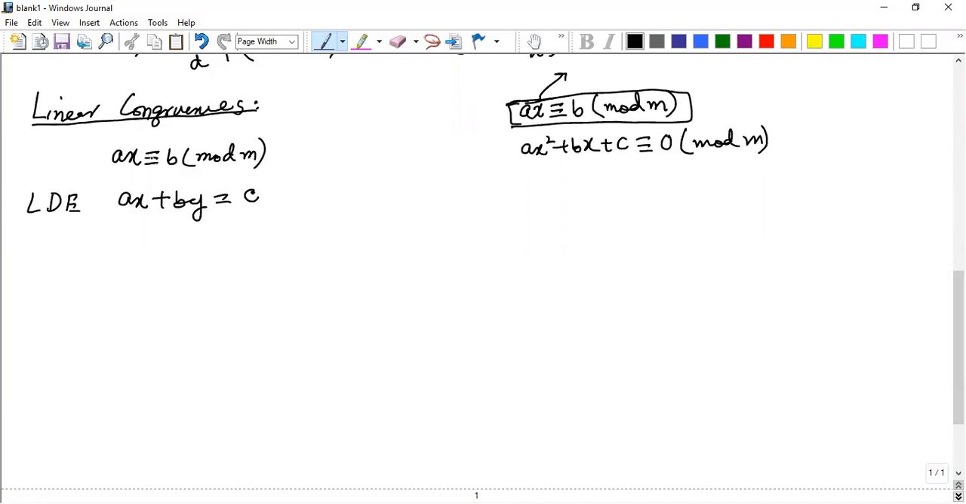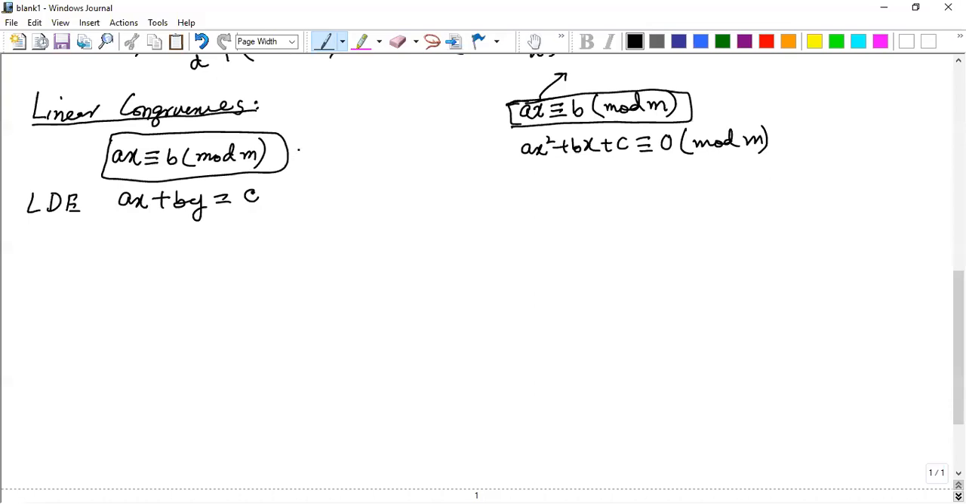We will discuss the relation between linear congruence and Diophantine equations. Sometimes the solution of a linear congruence is easier than the solution of a linear Diophantine equation. So usually we convert linear Diophantine equations into linear congruences, or sometimes we convert a linear congruence into a linear Diophantine equation. Here we will see the procedure for converting each into the other.